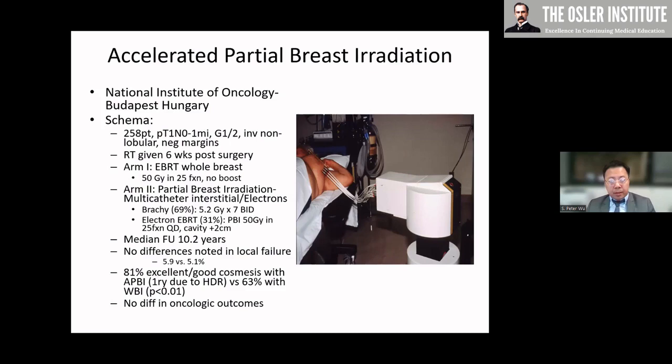Many people had excellent or good cosmesis, better than that of whole breast radiation. So this addressed two of the main questions. Is it as good? And also, is there better cosmesis? And yes, on both fronts.